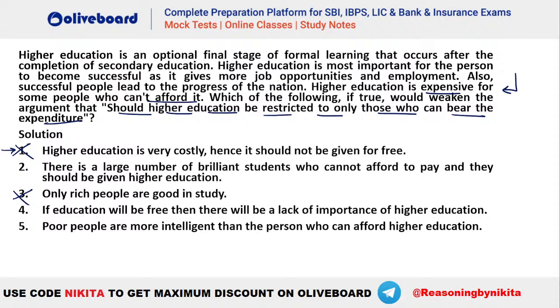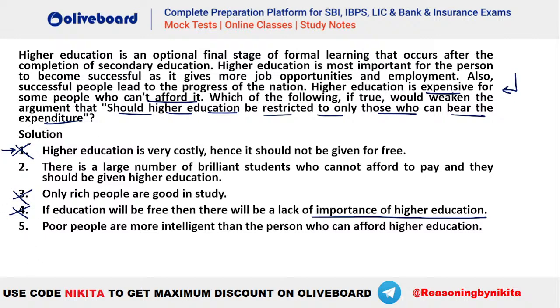Fourth one, if education will be free, then there will be lack of importance of higher education. This importance of higher education is not the question here. The question is about the affordability of higher education, right? So if you have to weaken it, that means there should be something about the people who cannot afford to pay for the education, right? So you can see 4 is also not going to weaken this.